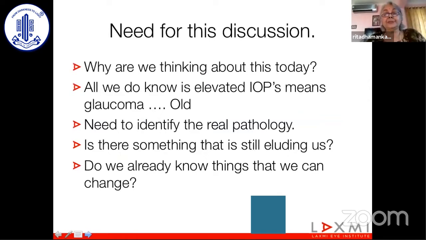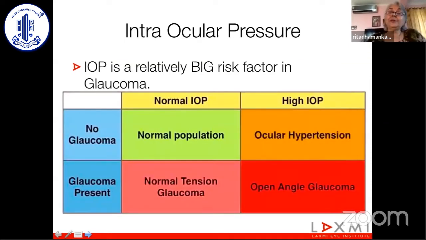Why are we thinking of this today is because we all do know that elevated intraocular pressure means glaucoma. But that is actually an old thinking. There is actually a need now to identify the real pathology. Is there something that is still eluding us? Do we already know things that we can change? And that is what we're going to look at today.